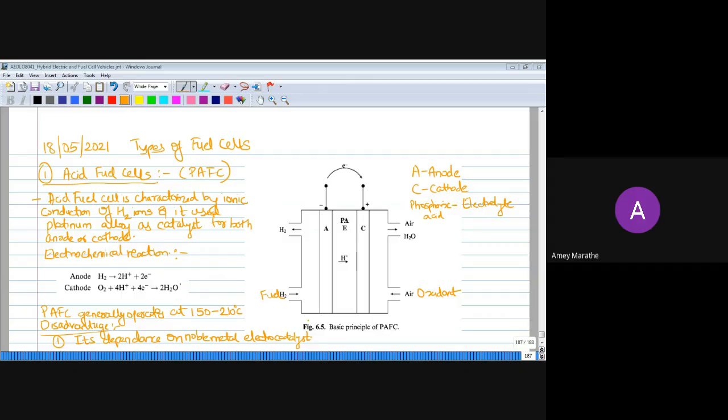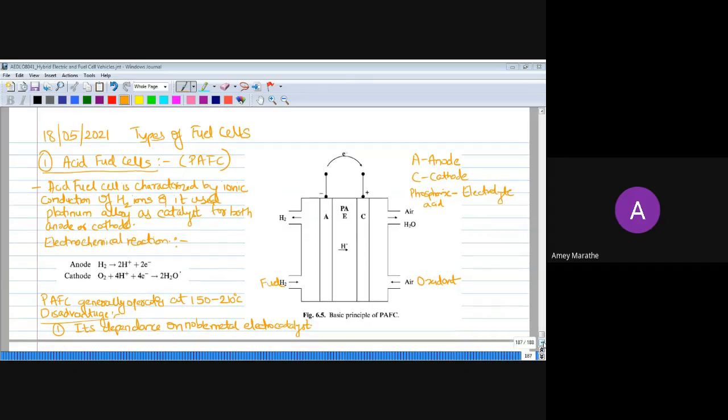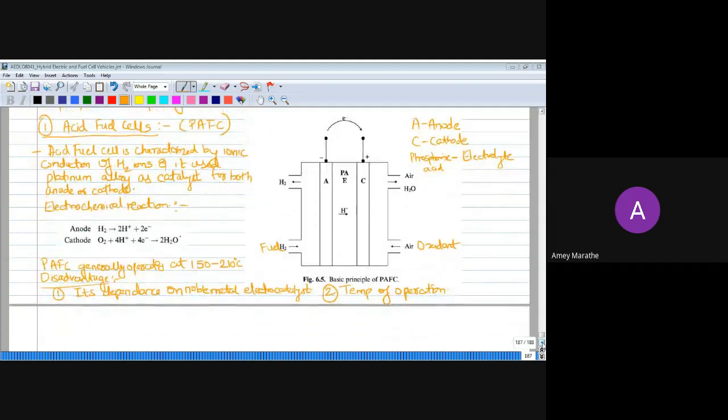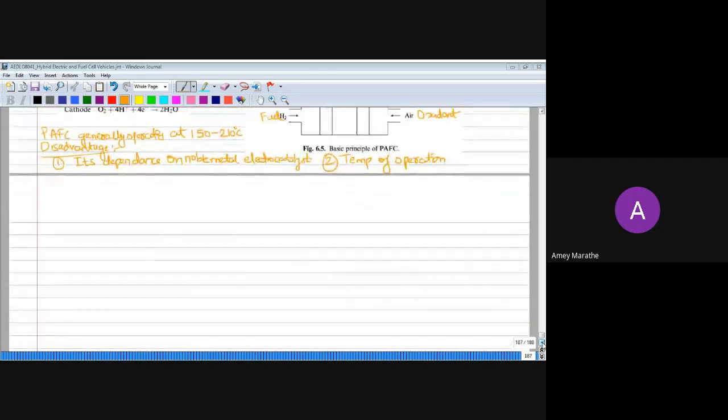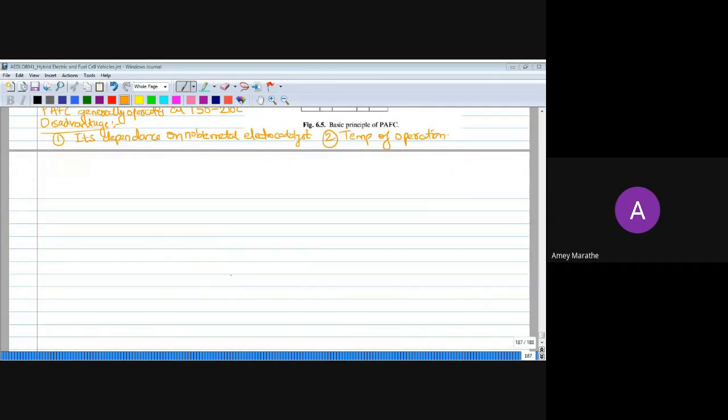Also, the temperature of operation. The second one is temperature of operation. Definitely, if you want to use this phosphoric acid fuel cell in a vehicle, you will require some kind of heater to heat it up to 150 to 210 C. So again, we are going to utilize some energy from somewhere in order for this fuel cell to work, and that is why they are not popular.